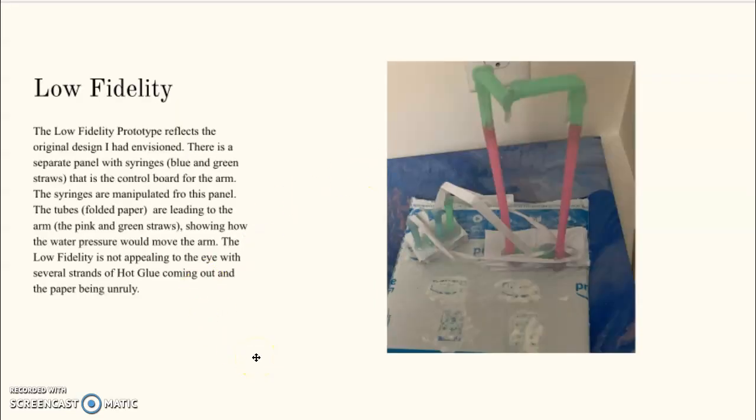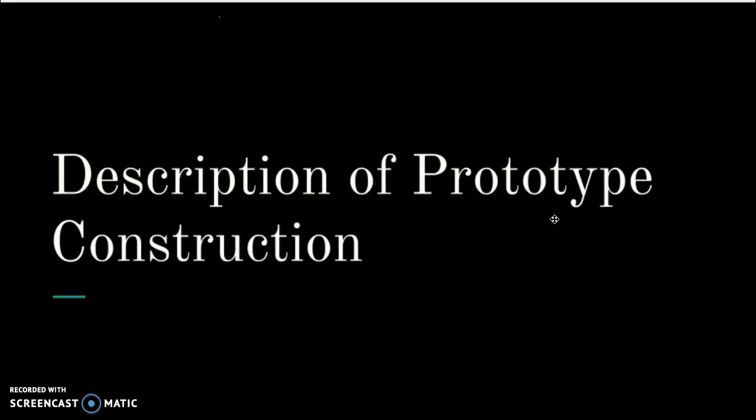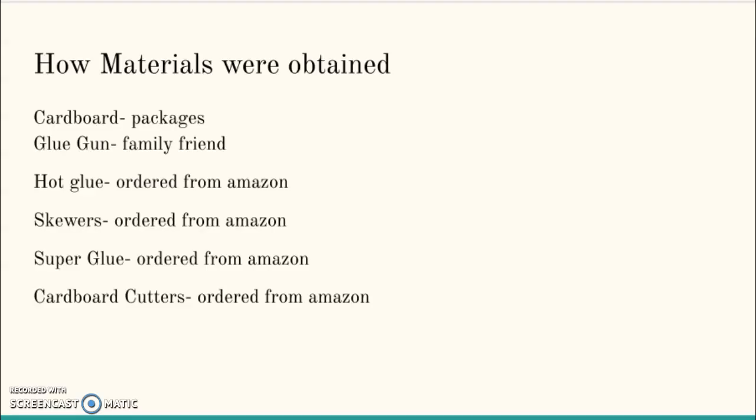This is my low fidelity. Again, it goes back to the first sketch that I made. You have your panel here with the 4 syringes and the little arm. This is the description of prototype construction.